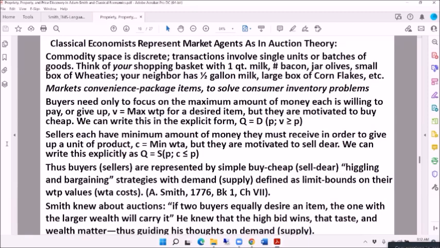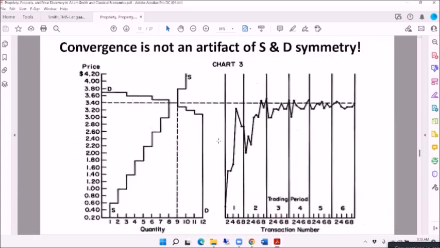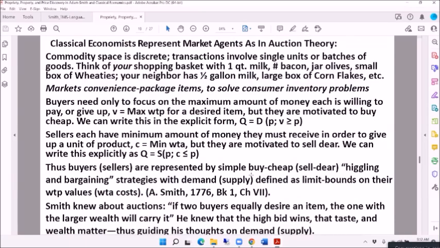So buyers, sellers really, the main focus they need to make is on what they're willing to pay or what they're willing to accept. Now, value here is maximum willingness to pay on the part of the buyers. We can express that in an inverted demand function by saying Q is a function of price, where price is not greater than anyone's value who's buying in the market, and similarly on the sell side.